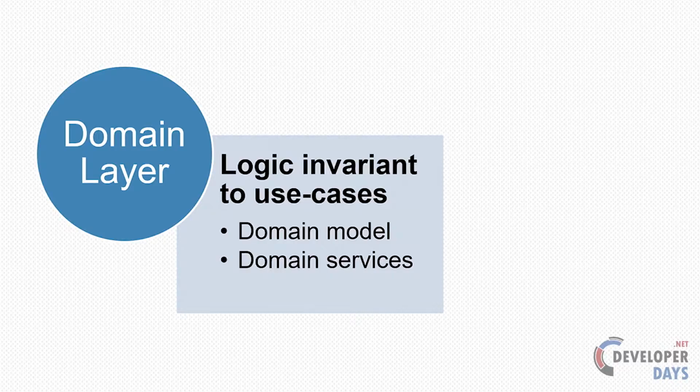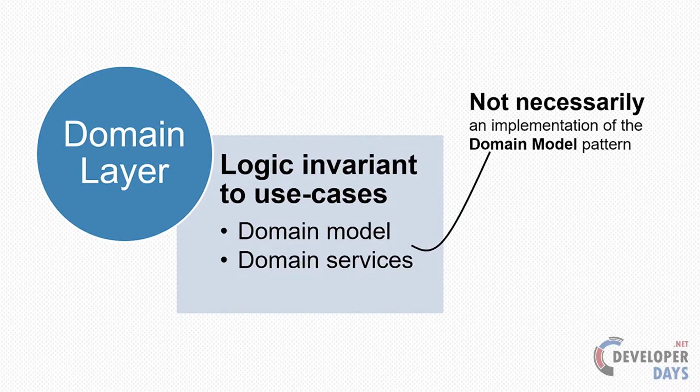In the classic or CQRS variation of the layered architecture, there is something called the domain layer. So what is the difference? I use the terms domain logic and domain layer. What is the difference? The domain layer is made of two components: domain model and domain services. The domain model, now.